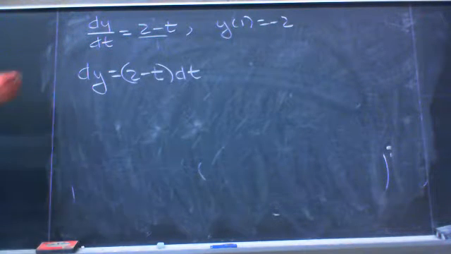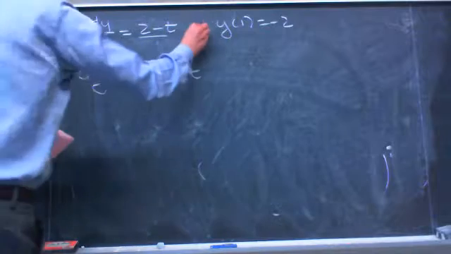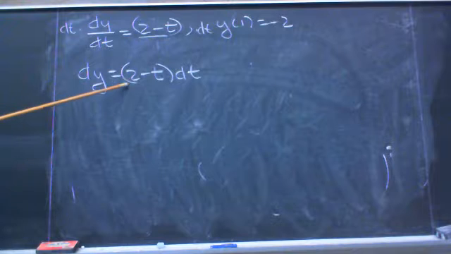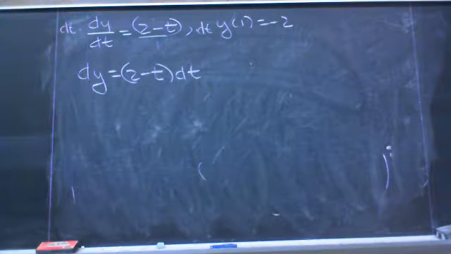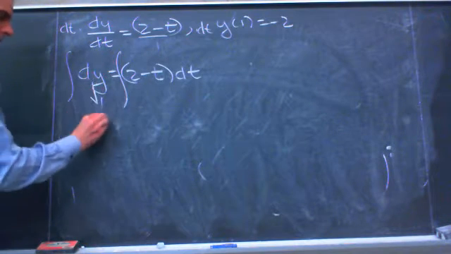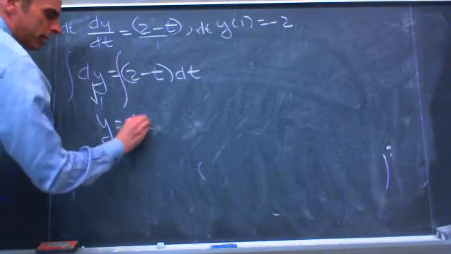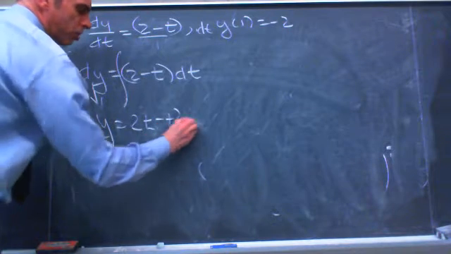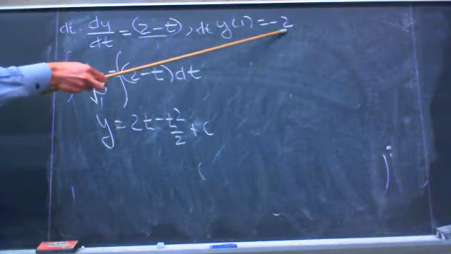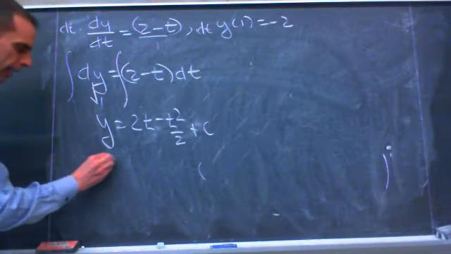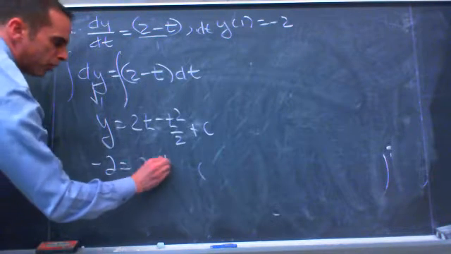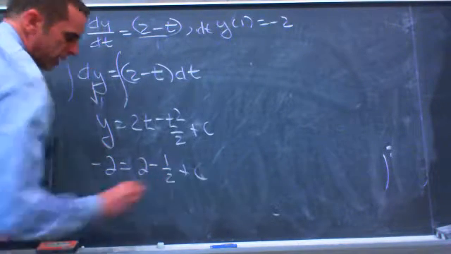And really, again, you can multiply each side by dt, and by the chain rule you'd get that dy equals 2 minus t dt. Now that I've separated, I'm going to integrate. The antiderivative of dy is y equals 2t minus t squared over 2 plus c. T is 1 and y is -2. So y is -2, because that's what y is, and t is 1.